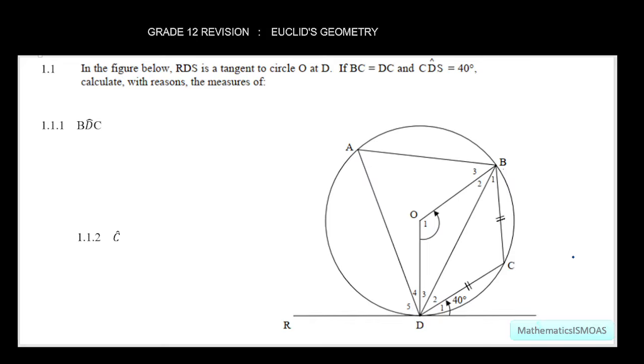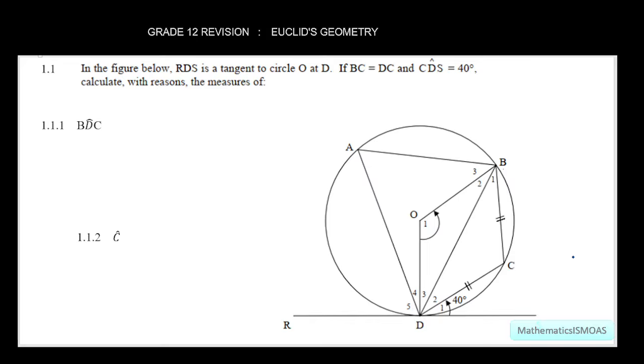But now, how does that help us? We have angle B1, but we've also identified that angle B1 is equal to what? Angle D1, tan-chord theorem. And D1 is equal to what? 40 degrees. Therefore, B1 will be 40 degrees. Therefore, D2 will be what? 40 degrees. Then you can say, okay, as I was busy analyzing my diagram, I had already answered question 1.1.1.